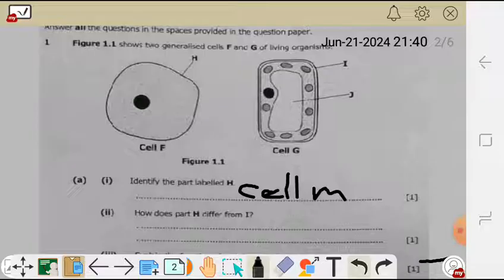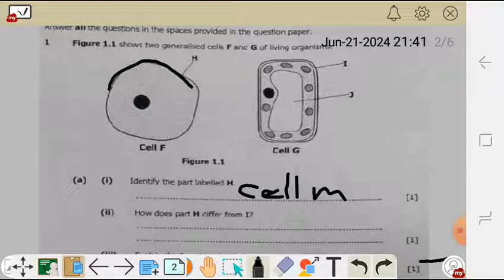Okay, so the features like this outer membrane here, we know it is the cell membrane, and the shape here, when you look at it, it is irregular. So we can safely say this cell belongs to animals. Okay, so it is an animal cell. So the group of organism where it belongs, animal cell.